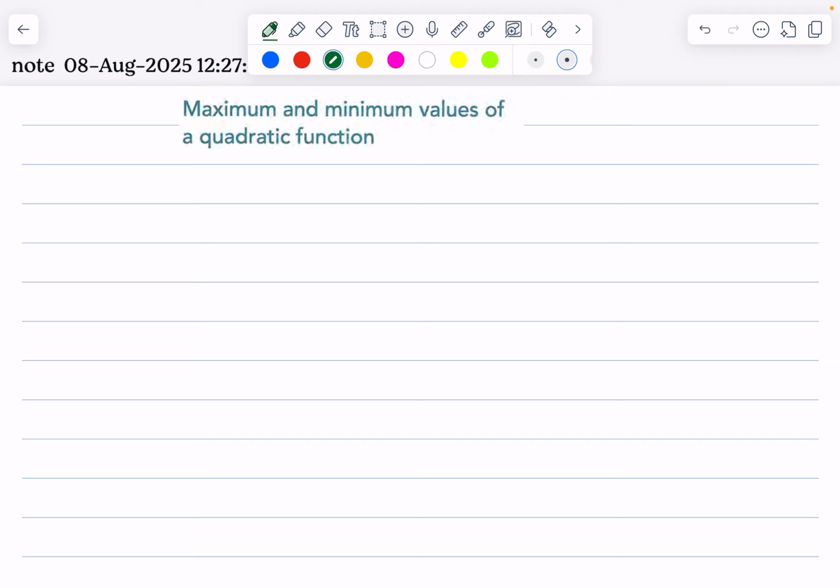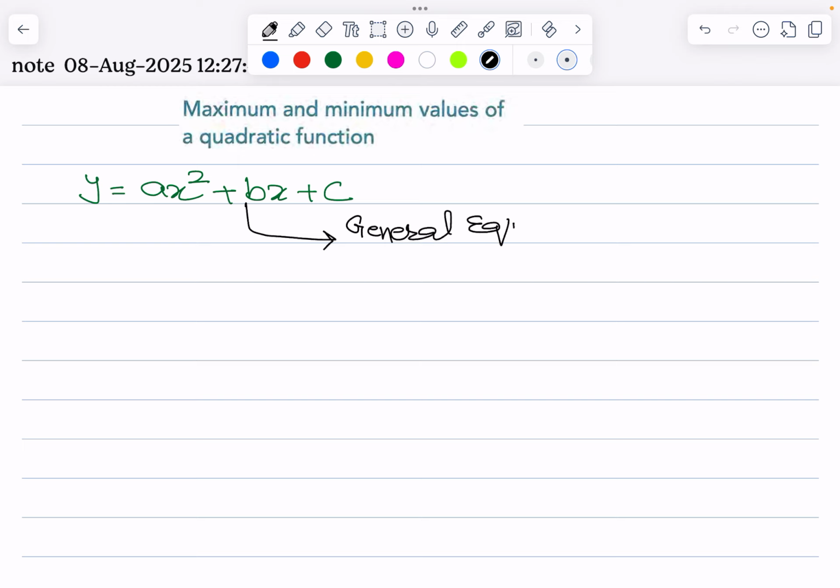y is equal to ax square plus bx plus c is the general equation of a quadratic function.